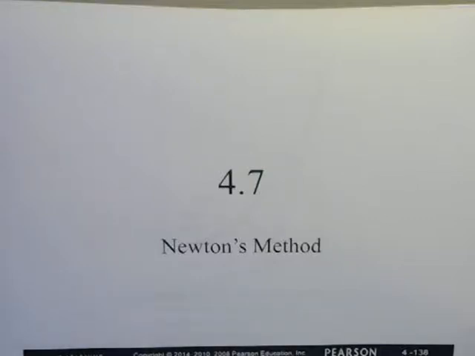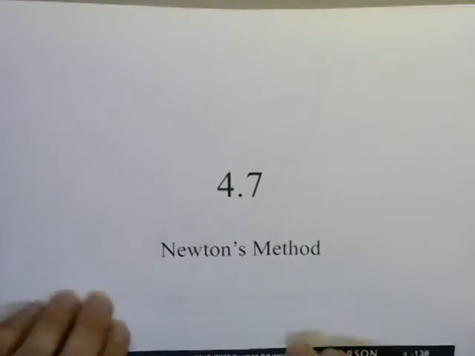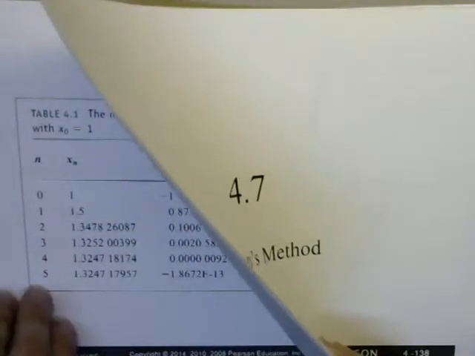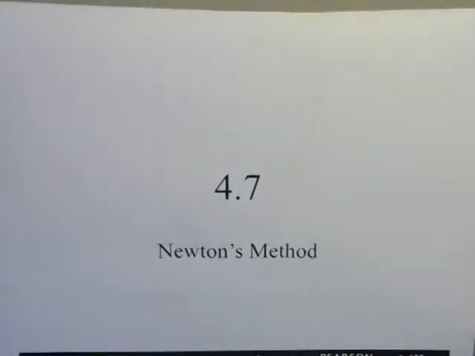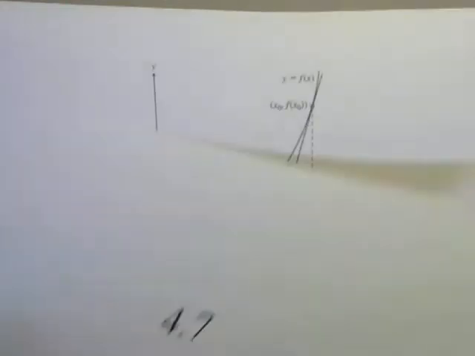Hi everybody. So this next section, and I believe this is the last section for the chapter. No, I guess there's one more section. The second to last section, the penultimate section for chapter 4, is 4.7 on Newton's method, and this is a numerical method for finding the solutions to equations, or finding roots or zeros or whatever you want to call them.